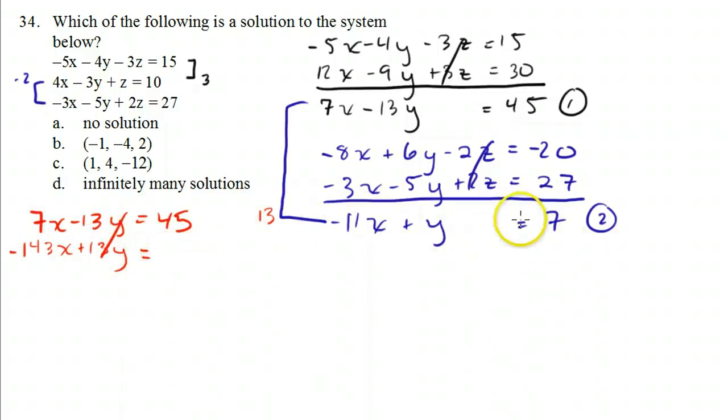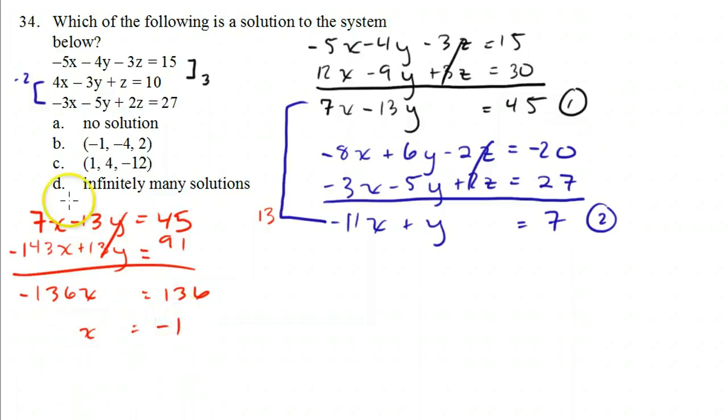And if I multiply 13 times 7, that's 91. And now adding straight down, I get negative 136x is equal to 136. And so x is equal to negative 1. So there's only one answer here that has x is negative 1, that's B.